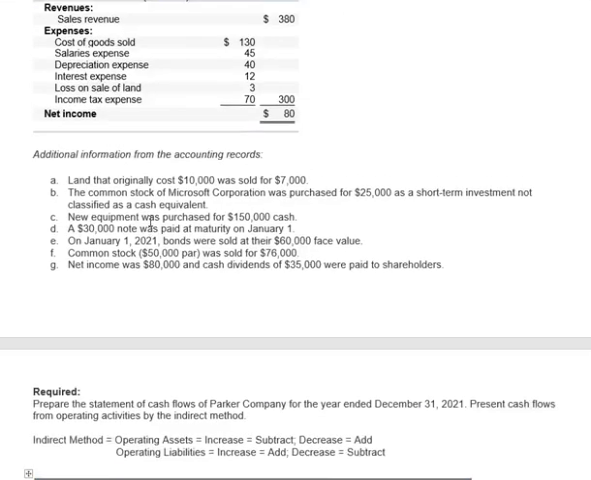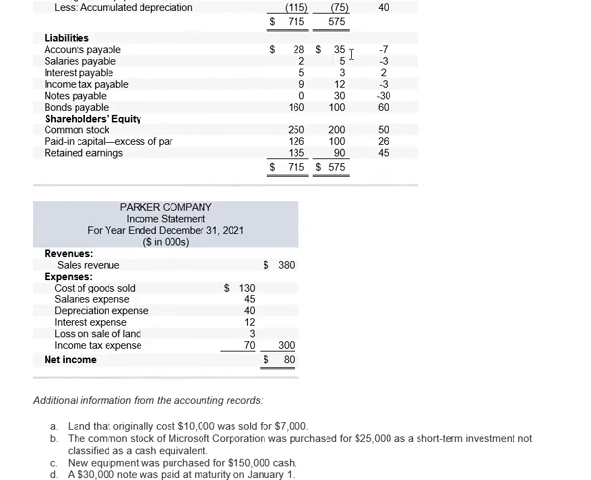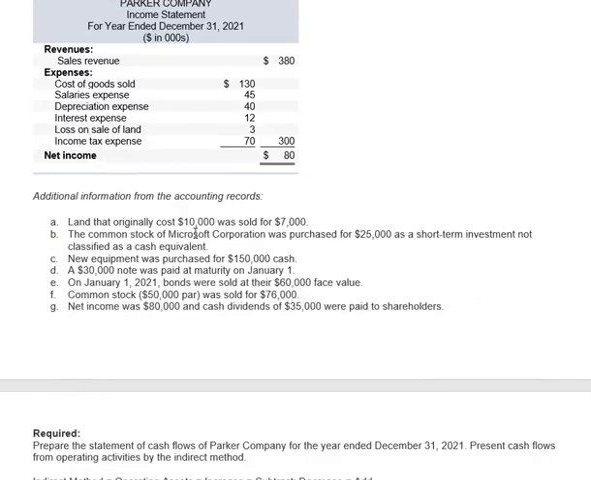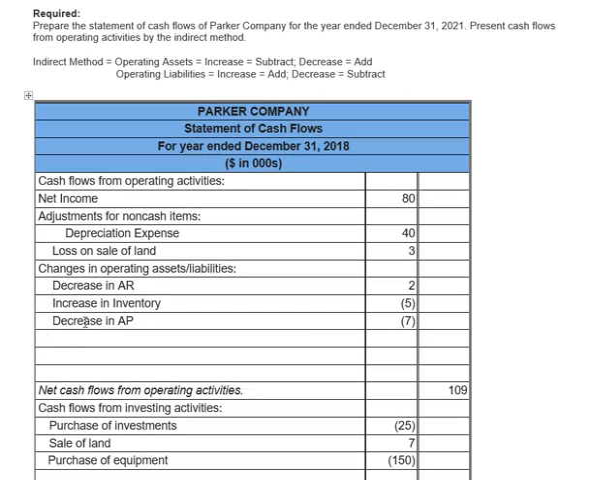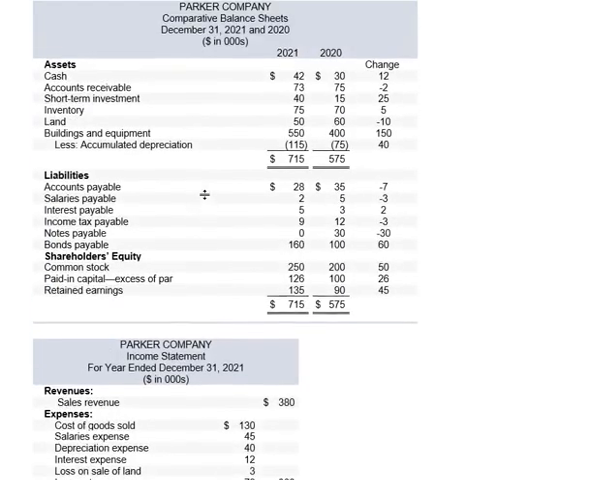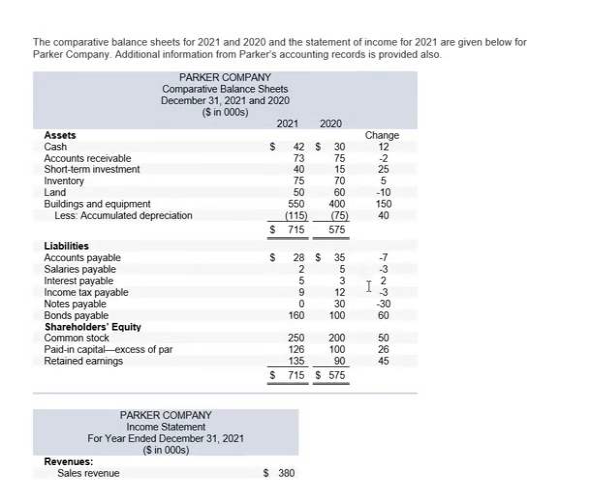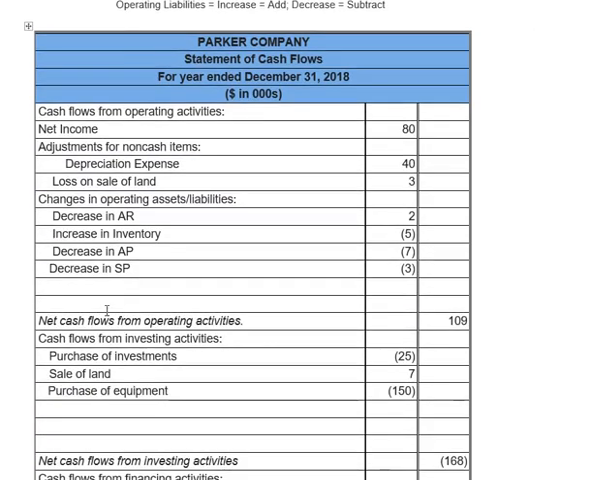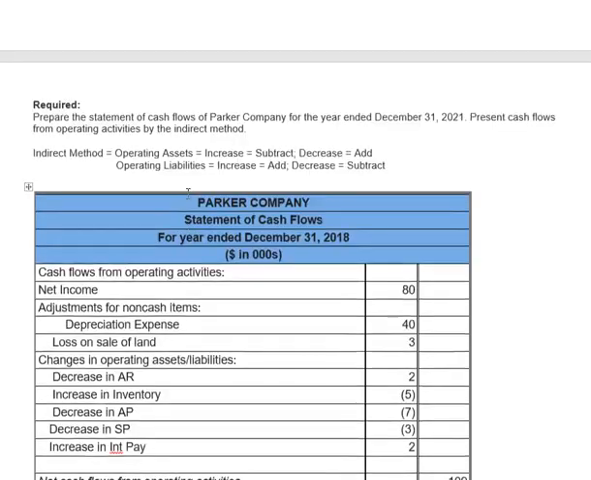All right. Let's do the next one. Salaries payable went down by 3. So that's another decrease. So we're going to go down here. We're going to say decrease in salaries payable. And since salaries payable decreased by 3, I'm going to also decrease by 3. All right. Next, we have our interest payable went up by 2. So it's an increase in interest payable. Since it increased, I'm going to do the same thing. I'm going to increase by 2.